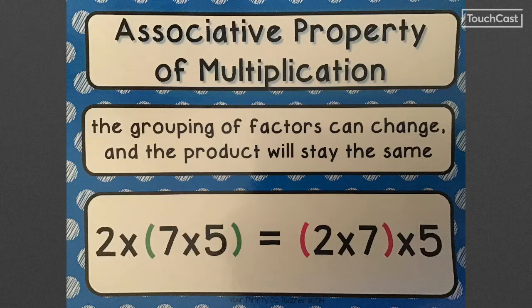The associative property for multiplication is going to work the exact same way. If you have multiple factors, you can regroup the parentheses in order to keep the product the same. So in the equation, 2 times, in parentheses, 7 times 5, that's going to give you the exact same answer as, in parentheses, 2 times 7, times 5.